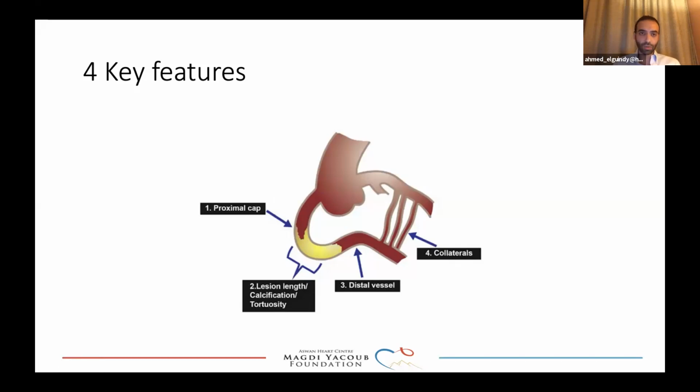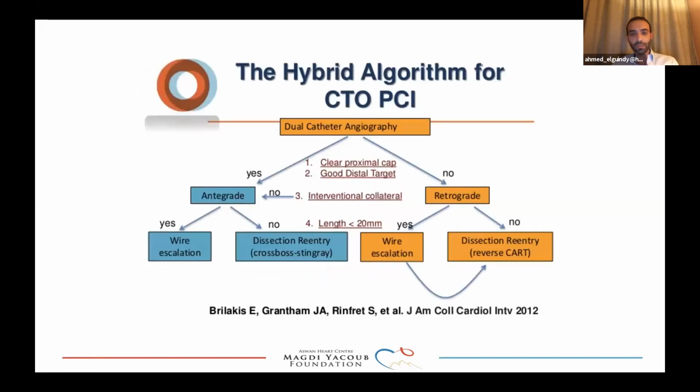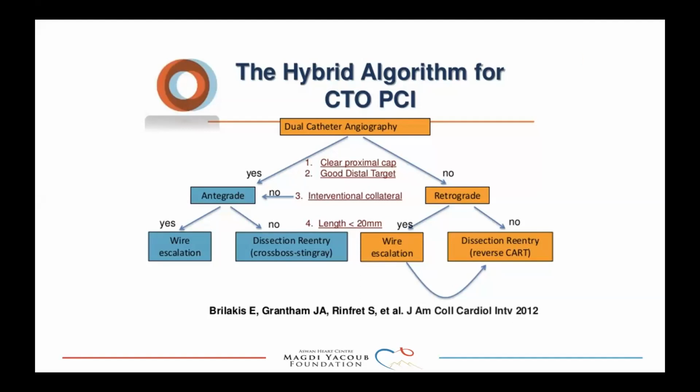And what exactly is the root? The reason we look at this is trying to understand the best approach based on those four features. The hybrid algorithm was introduced back in 2012, and essentially was trying to draw a roadmap for CTO PCI, which is more or less standardized in an algorithmic fashion that ensures both a higher success rate, safe performance of the procedure, and equally important, quick and efficient use of the different approaches and different techniques.